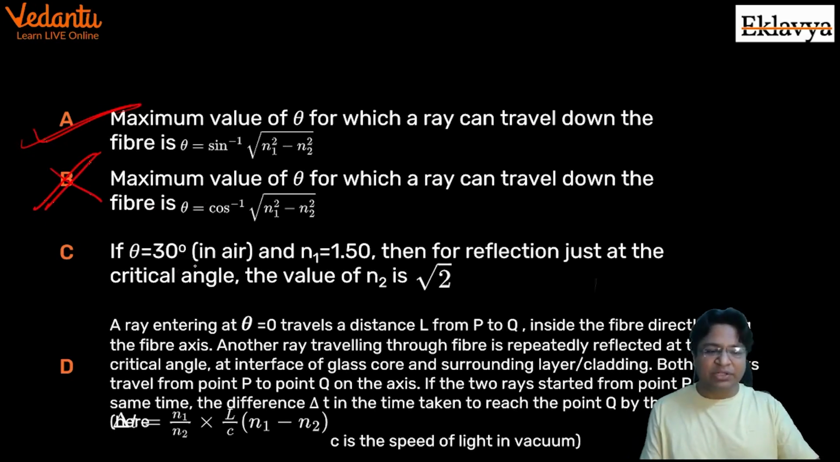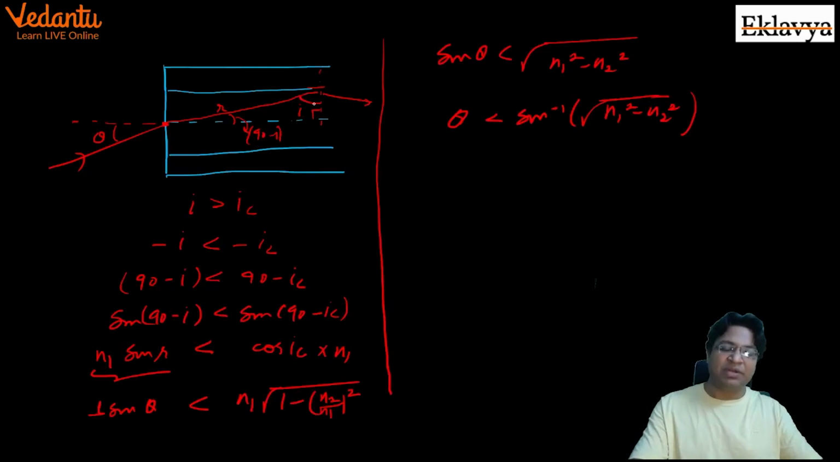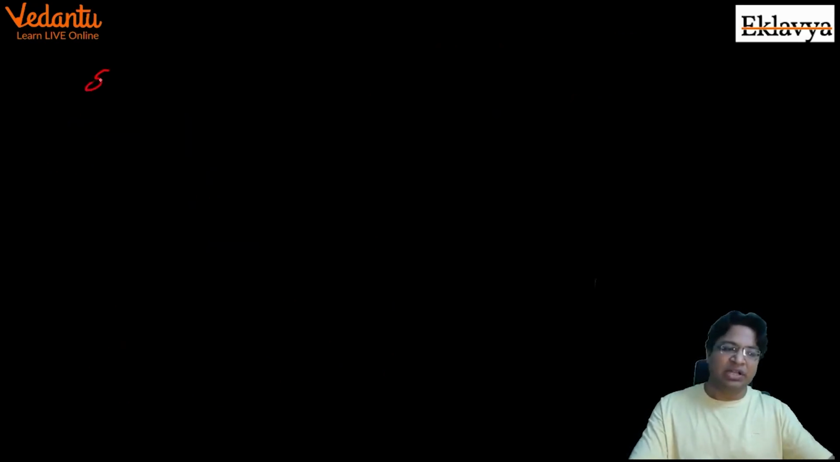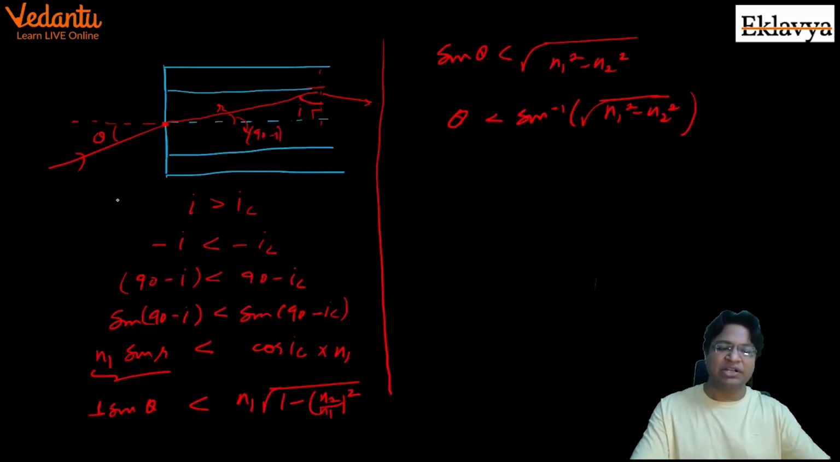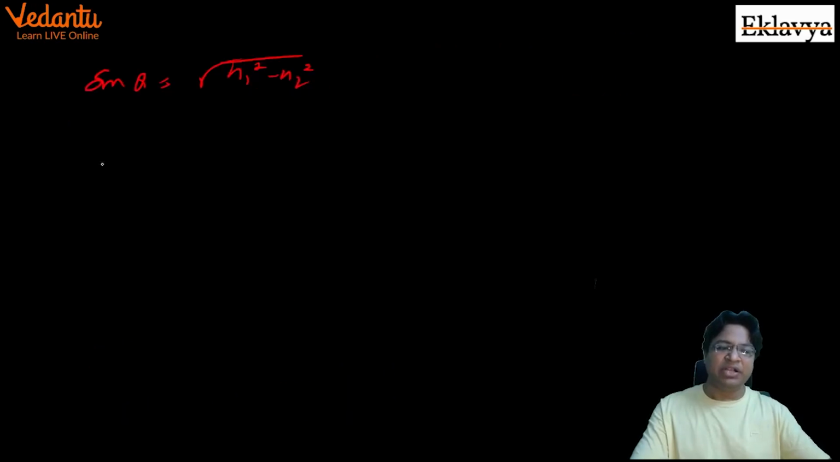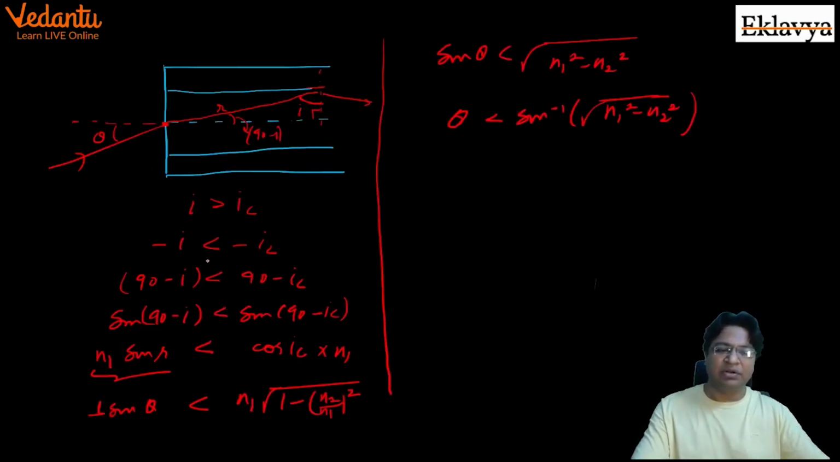If theta equals 30 degrees, n1 equals 1.5, then for reflection just at the critical angle. So if we are assuming that this angle is barely equal to the critical angle, then this equality should hold. So we are saying that sine theta will be equal to root of n1 square minus n2 square. So let's check. According to option C, the left hand side is sine 30, so that is half. Let's check the right hand side, and see whether they're equal or not.